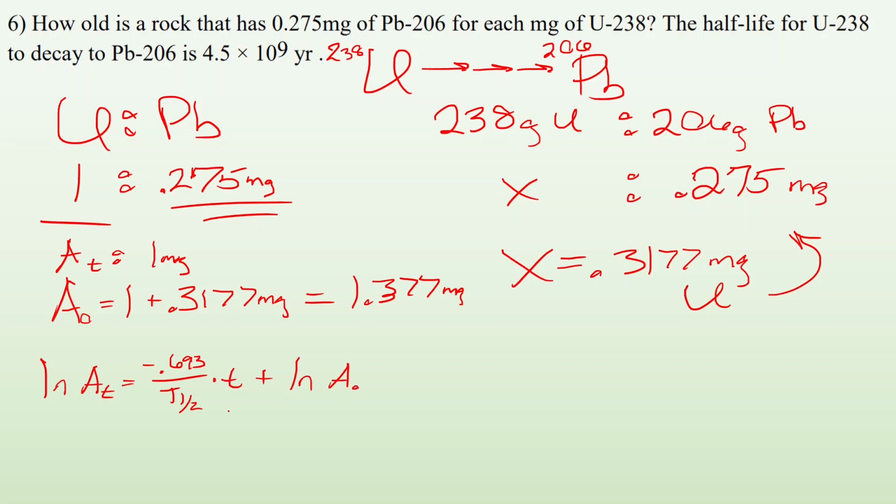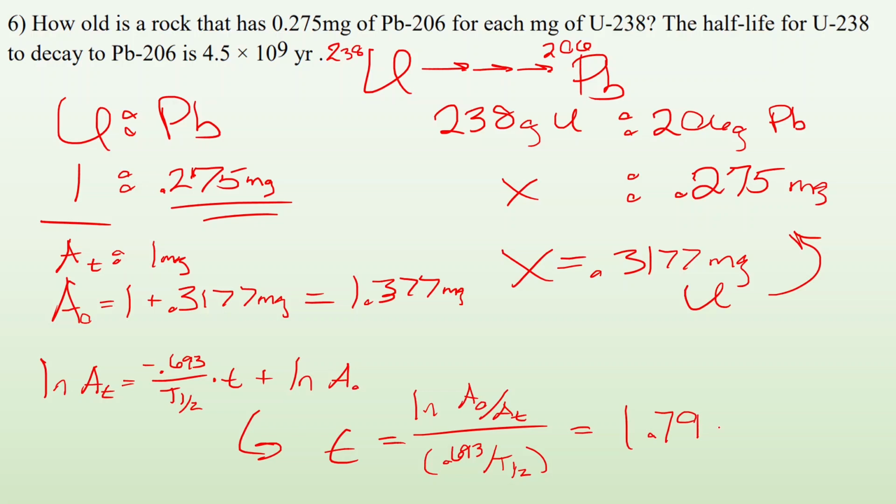Now what I'm trying to do is solve for temperature, or not temperature, t, time. So I do a little algebra. I get my time equals the natural log of A0 divided by At, all over 0.693 divided by T1/2. Now I know all of those values, so I can just plug and chug at this point and end up with 1.79 times 10 to the 9th years.